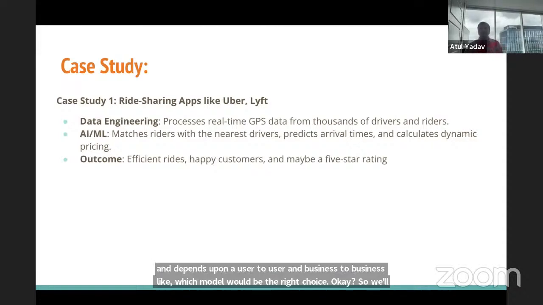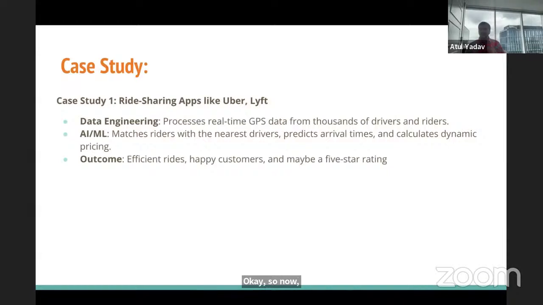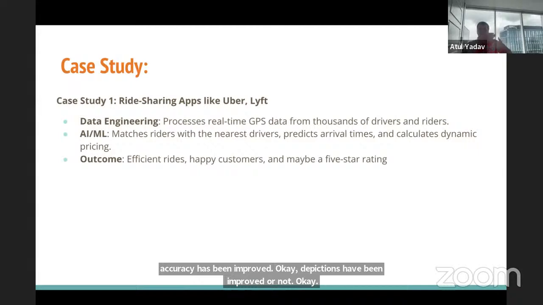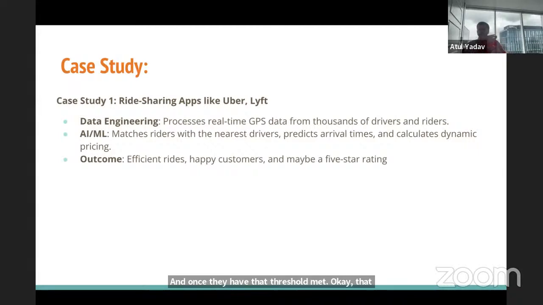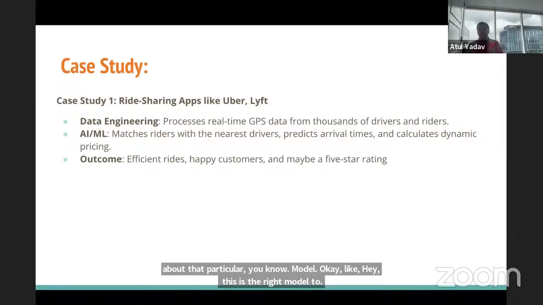Okay, so now this model needs to be tested repeatedly. Based on the testing, they will come to know whether the accuracy and the predictions have improved or not. Once that threshold, that particular criteria, is met, they will be good to go and conclude that this is the right model to provide you the right ETA times. Okay, fine.